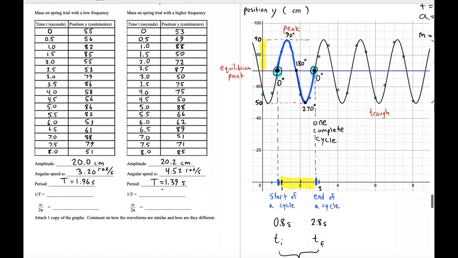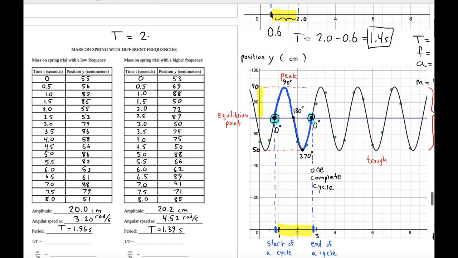Notice that cutting the mass in half did not exactly cut the period in half. It's a little bit more complicated of a relationship that period has to mass. The formula is t equals 2 pi times the square root of m over k.